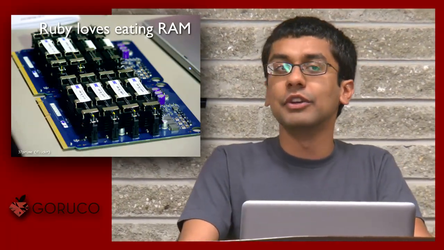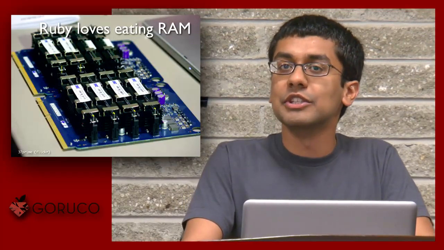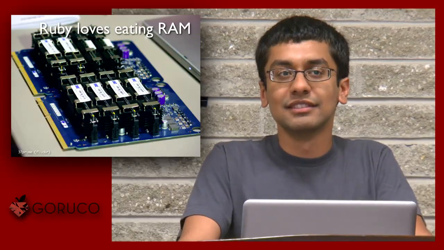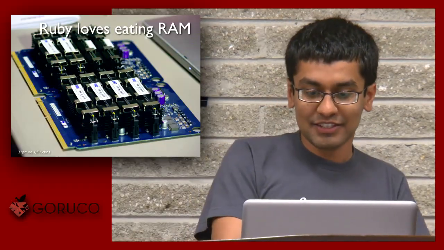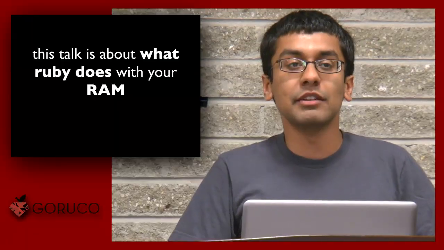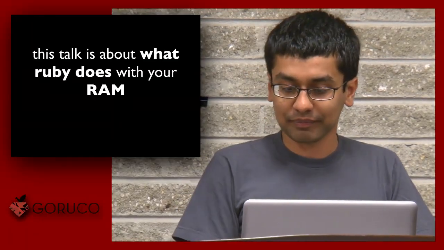So I'm curious, how many of you in here have either God or Monit set up to restart Ruby when it starts using a lot of RAM? All right, decent number of people. So that's pretty common in the Ruby world. And this talk is basically about what Ruby is doing with all that RAM that it's using.